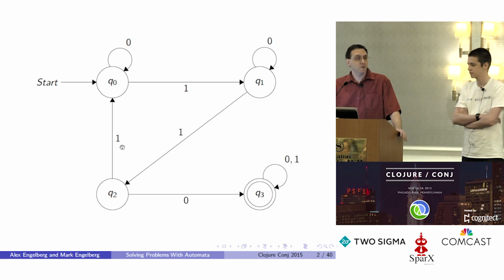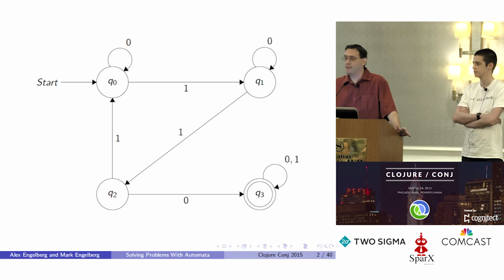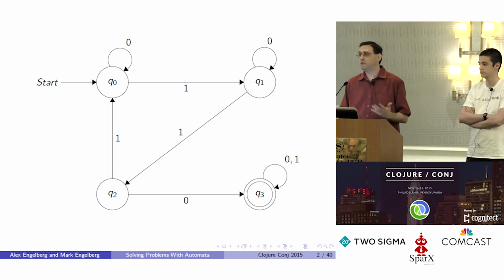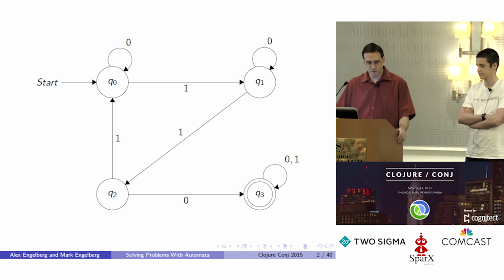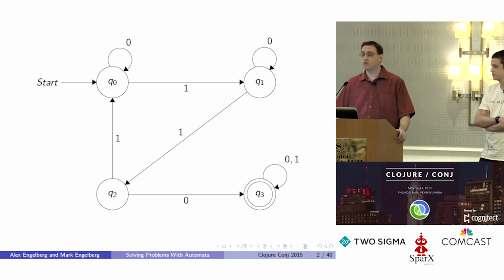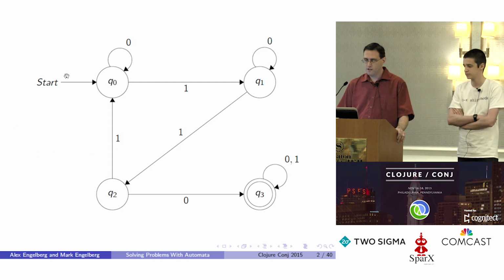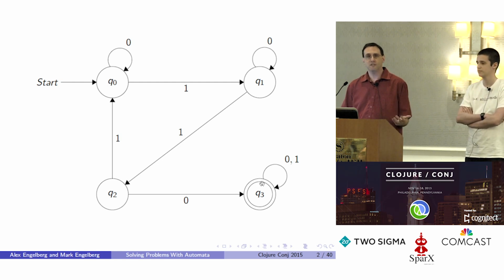So hopefully some of you have seen this kind of picture before. This is a standard picture of a finite automaton, which is another name for a finite state machine. There are a bunch of states indicated by circles. There are transitions indicated by arrows. There is a start state, and there are one or more accepting states, usually indicated by a double circle.